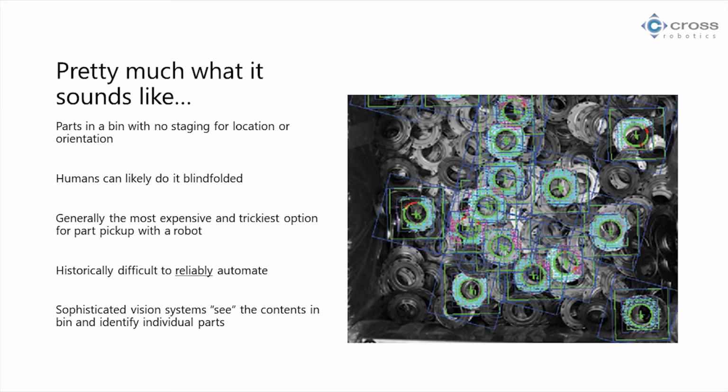Random bin picking, generally the most expensive and trickiest option for part pickup with a robot. That probably goes without saying at this point in this presentation, right? But it's basically what we do with our eyes. They see the contents of the bin and they pick the best part for the robot to go grab. Any questions so far? Sweet.